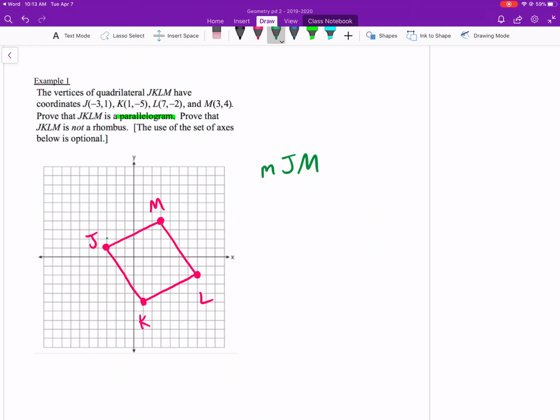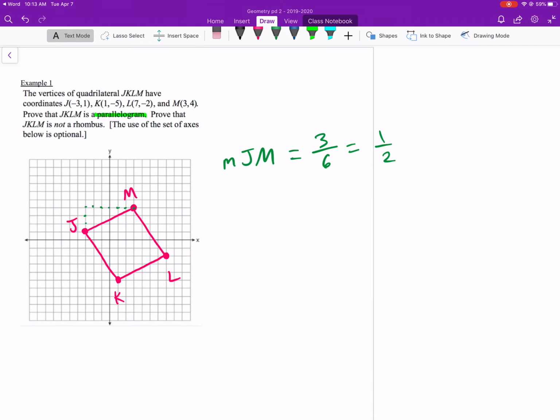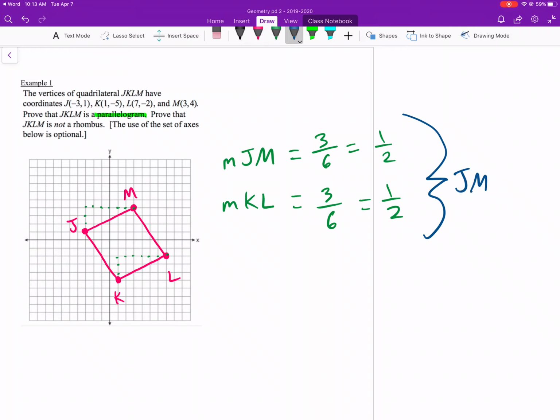JM is up 3, right 6. Up 3, right 6. Simplifies to 1 over 2. Now let's focus on the side length that's opposite JM, which would be KL. The slope of KL is equal to up 3, right 6, which is the same. So that means, remember, we now know that JM is parallel to KL. Same slope.